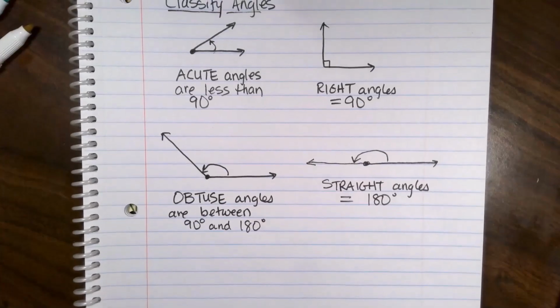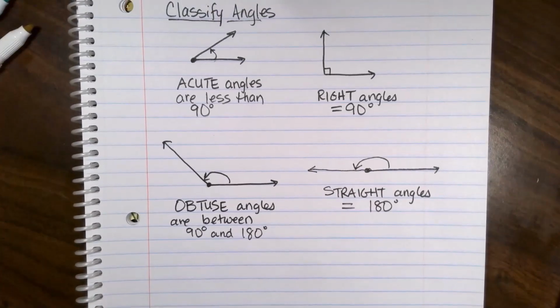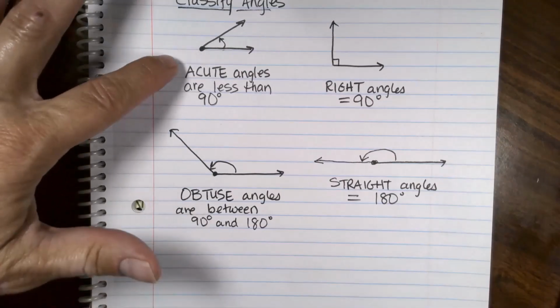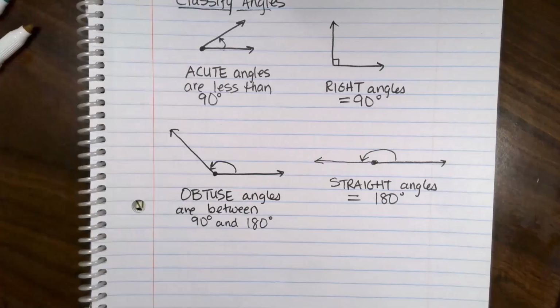Now, if you're in my geometry class, this is the part where I embarrass myself. But here's how you remember it. Obtuse. A cute little angle. You're welcome. All right, let's do some practice problems.